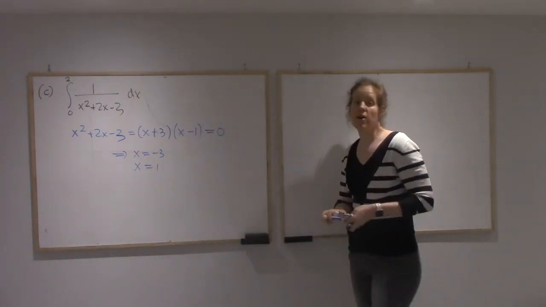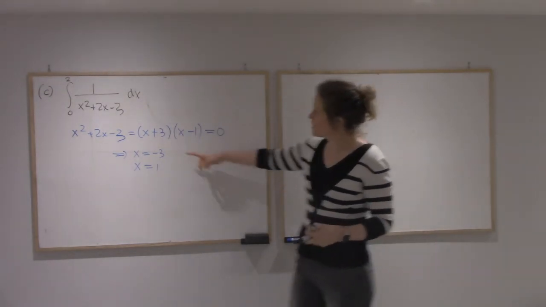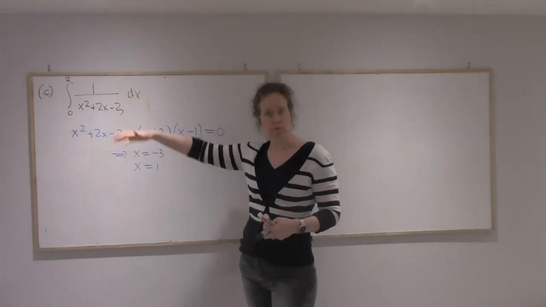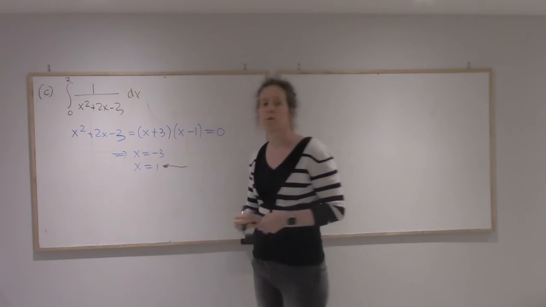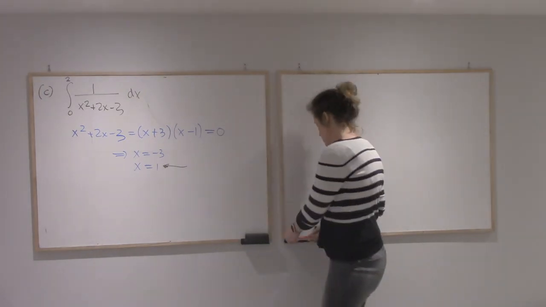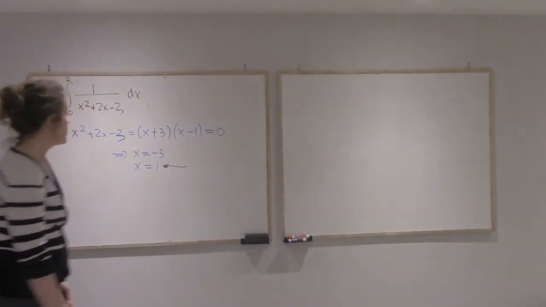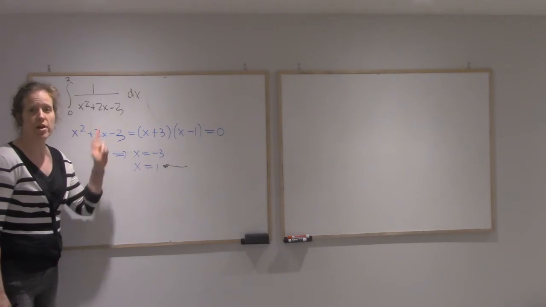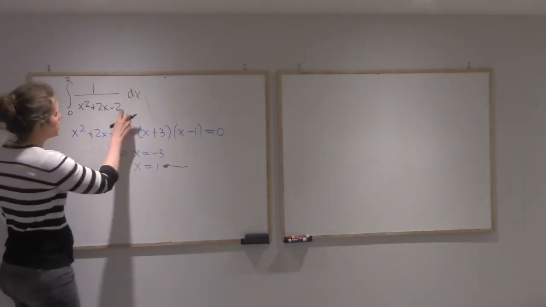So this function will have two different vertical asymptotes. One I don't care about. Minus 3 is not in my interval. I only care about this function from 0 to 2. So this is the only one that we are worried about. I'm going to have an improper integral because at x equals 1 my function is not continuous, and so I'm going to need to split it.